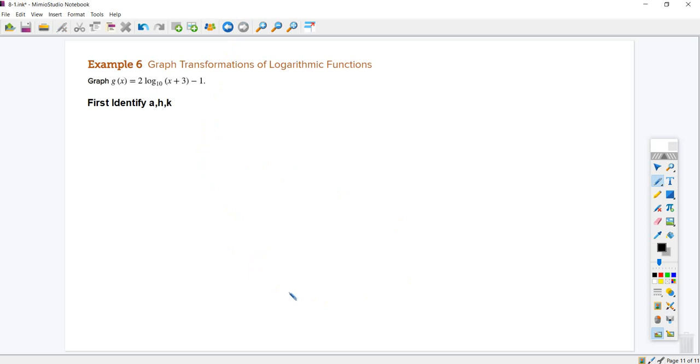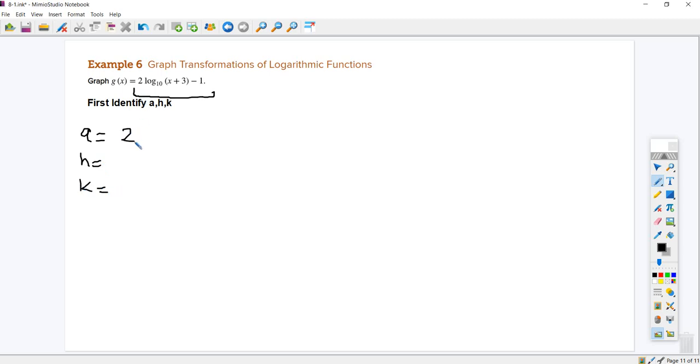Example 6 will be our last one. So let's see what are AHK on this complex function. This time it's not a parent function, which means it is something more complex than the basic one. You see how we have 2 here, +3 and -1. We never had this before, but here. Okay, so let's define what's A, H, and K.